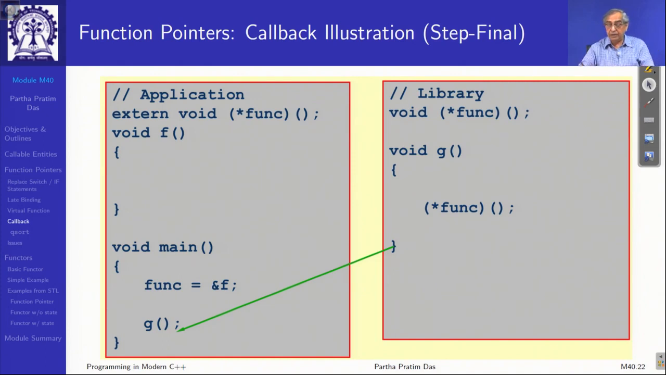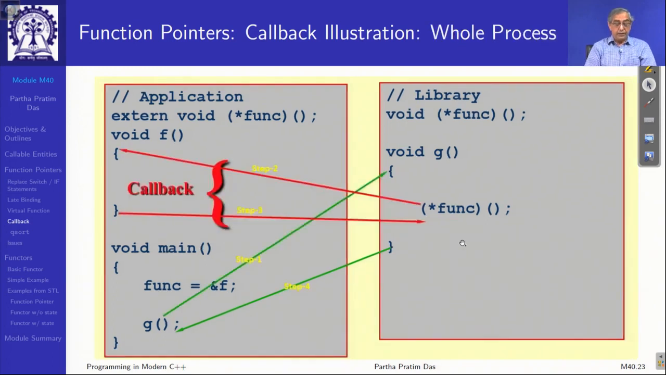So, again using the function pointer you can have this kind of callback mechanisms. So, you can replace the if switch, you can do late binding, you can do callbacks, all of these you can do with function pointers, which gives you a lot of flexibility in terms of the way you do the entire thing.